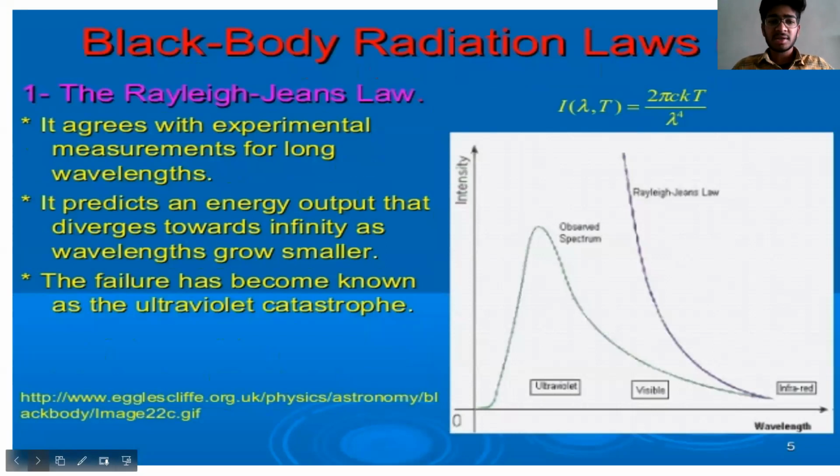Black body radiation laws. First, the Rayleigh-Jeans law. It agrees with the experimental measurements for long wavelengths. It predicts an energy output that diverges towards infinity as wavelengths grow smaller. The failure has become known as the ultraviolet catastrophe, where the formula is I(lambda, T) equal to 2 pi c kT by lambda to the power of 2.